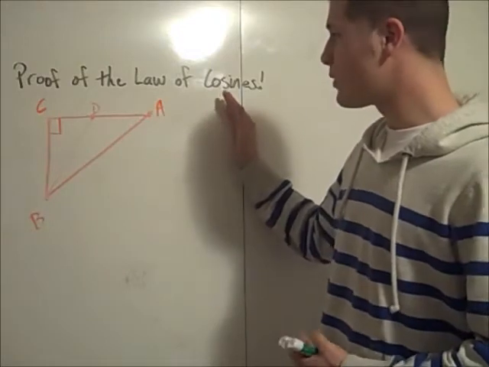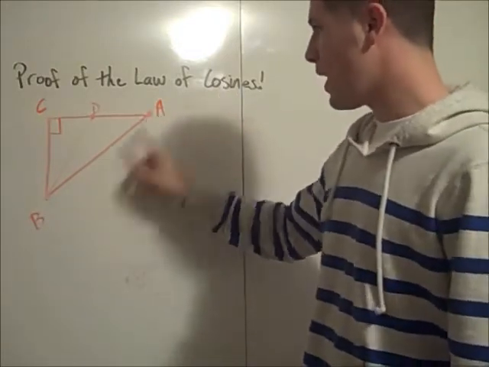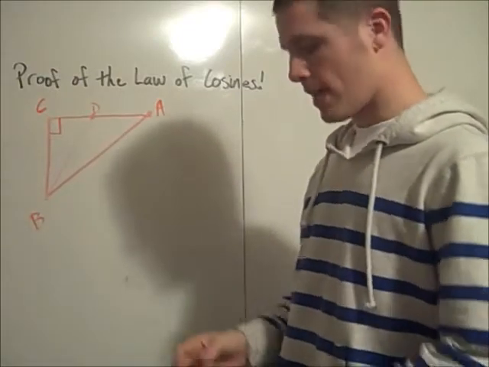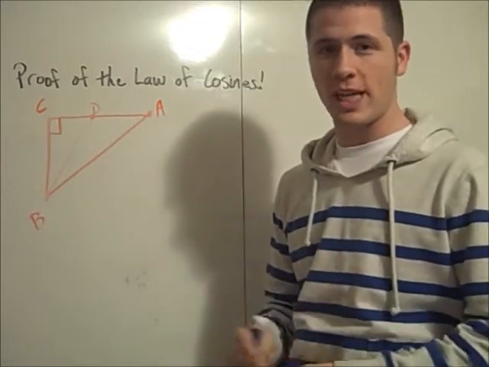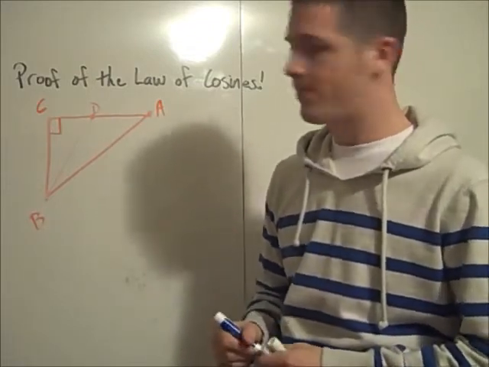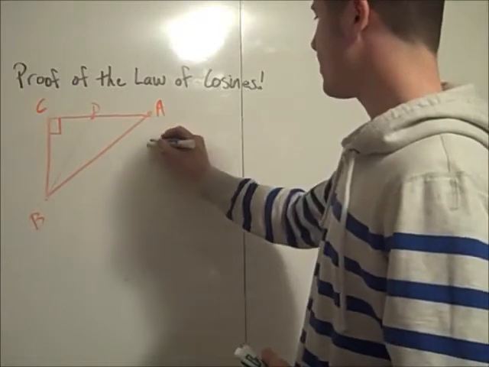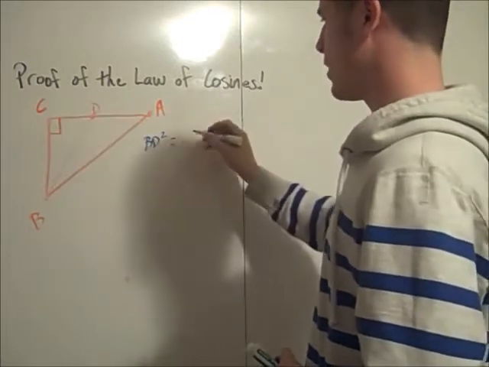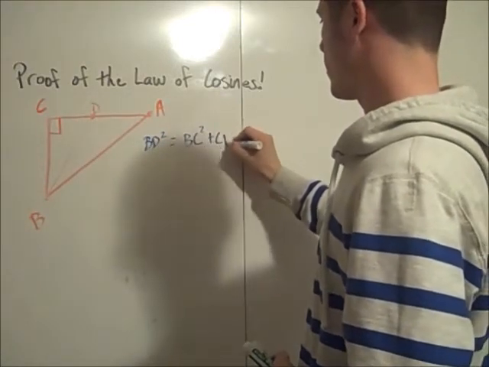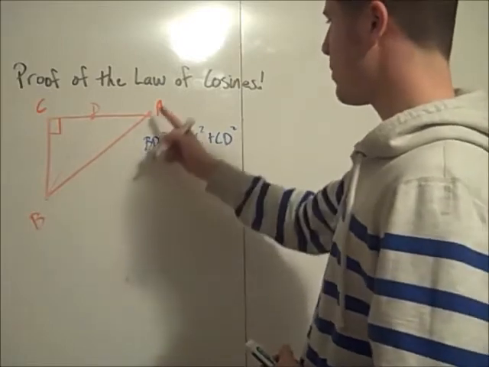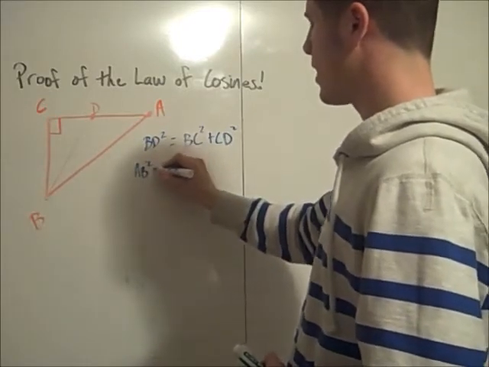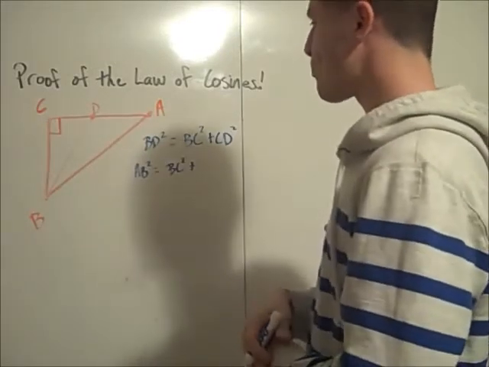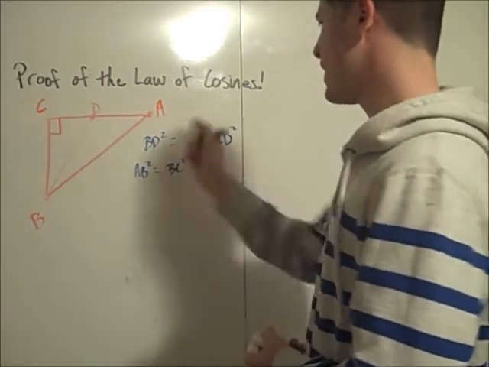So to prove the law of cosines, we start with a right triangle ABC, and we draw in the auxiliary segment BD. And what that does is it gives us two cases of the Pythagorean theorem to consider. Namely, we can consider BD squared. That has to be equal to BC squared plus CD squared. Moreover, we can say AB squared has to be BC squared plus AC squared, or CA squared.